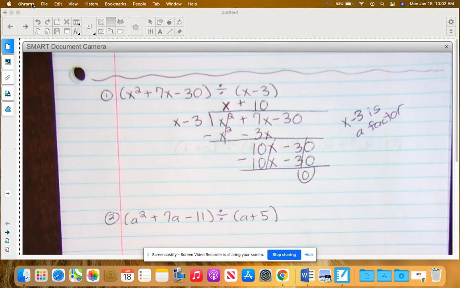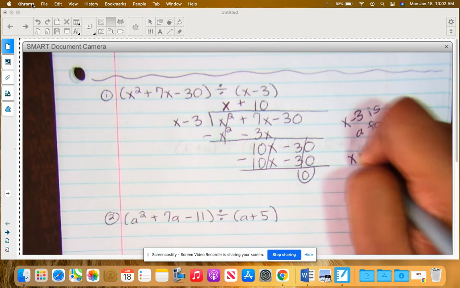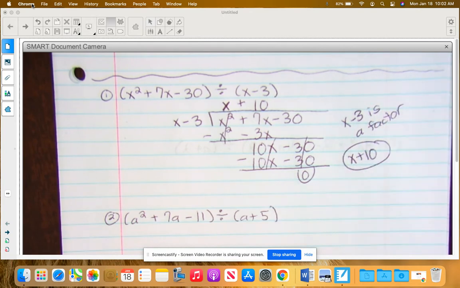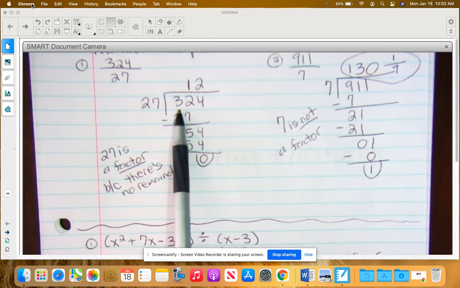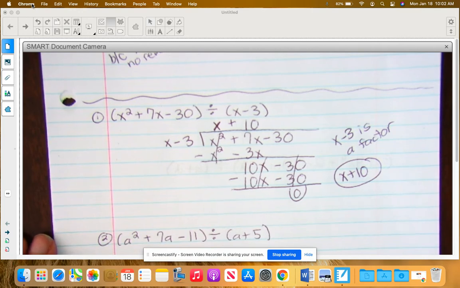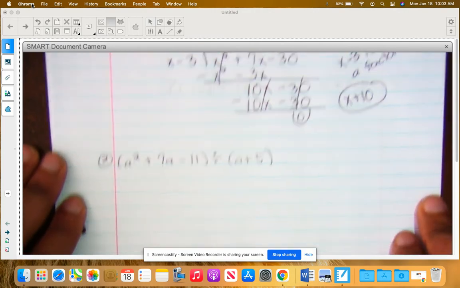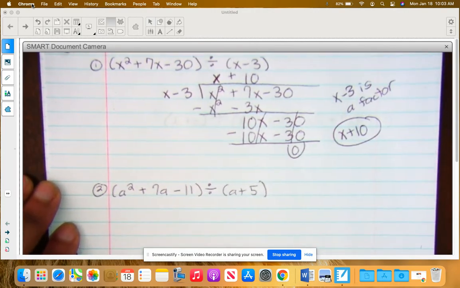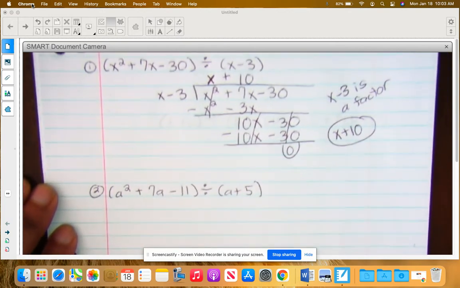And it also tells me the quotient, which is the answer. So the answer to this problem is x plus 10. So x squared plus 7x minus 30 divided by x minus 3 is x plus 10. That's my answer. Same thing that I did up here with the numbers. How many times does this go into this, etc., multiply, subtract, except for now we do have variables and exponents and things like that, but we're still doing long division. Let's definitely try some more.